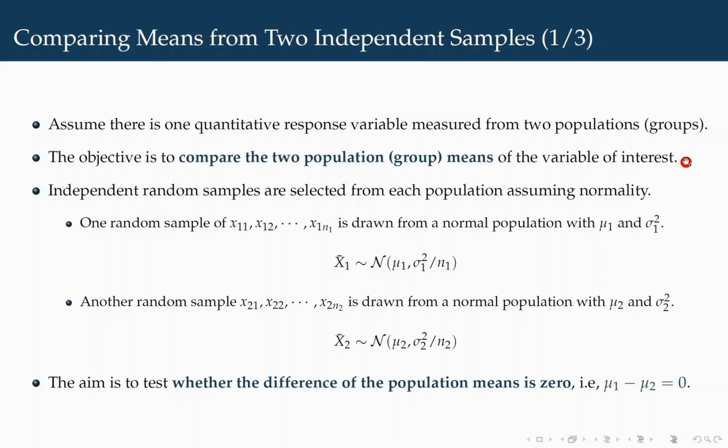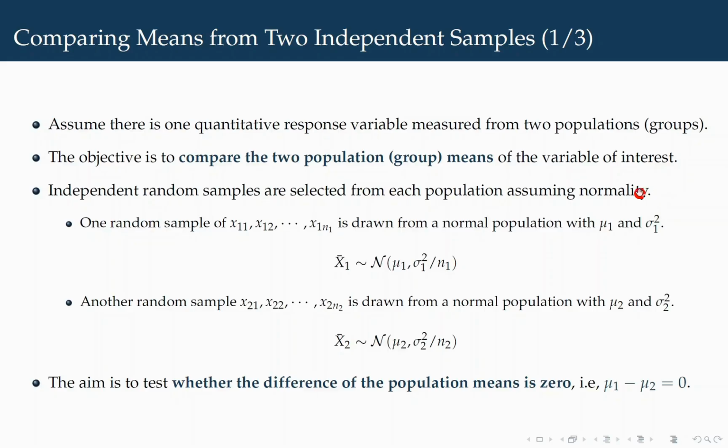So the objective here is to compare the two population or group means of the response variable of interest. We are interested in comparing whether the mean of the quantitative response variable is the same across the two groups or not. For this purpose, we need to take independent random samples from each group or population under the assumption of a normal distribution.